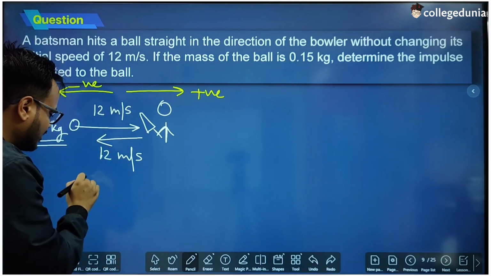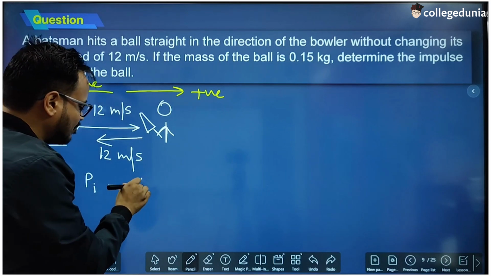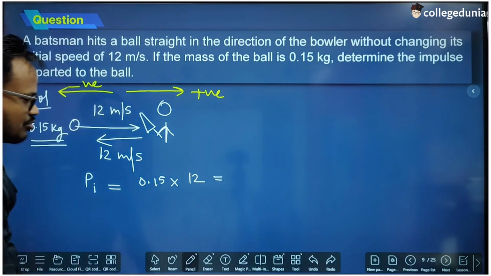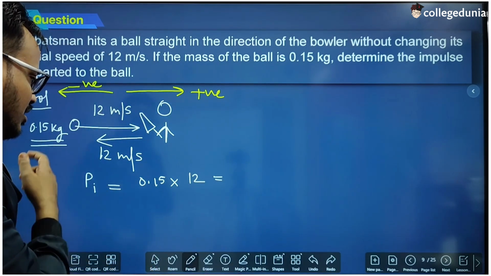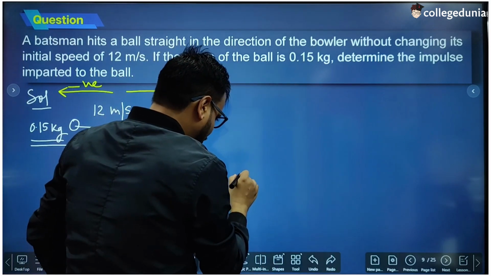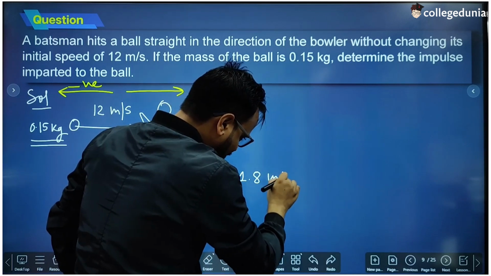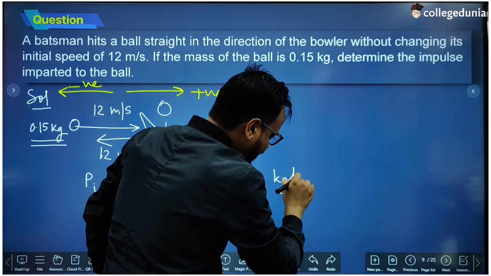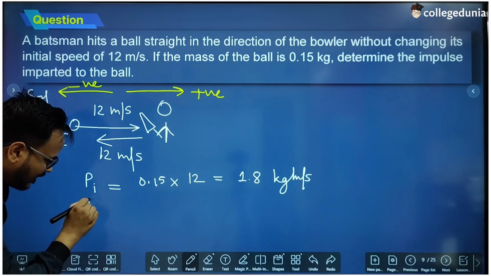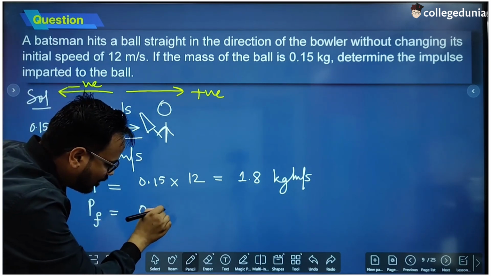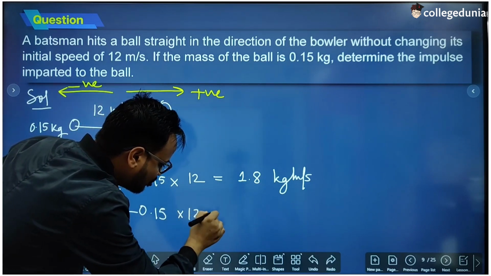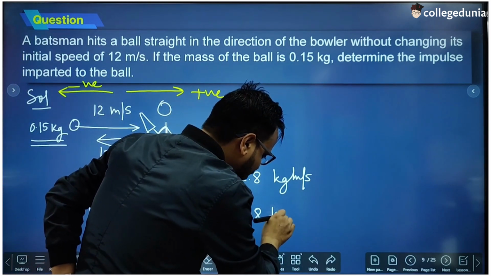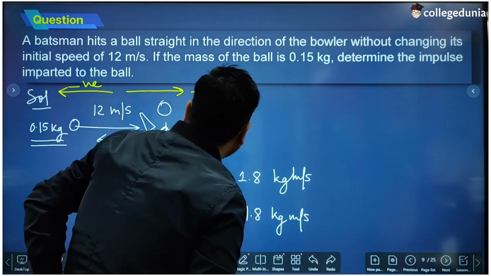Impulse is change in momentum. What is initial momentum? Pi. Initial momentum is mass into velocity, right? So what is 0.15 into 12? It is 180, so this will give us 1.8. Initial momentum is 1.8 kg meter per second. What is final momentum? Final momentum is 0.15, and since the direction of velocity is changed, instead of 12 we will put minus 12, right? And this comes out to be minus 1.8 kg meter per second.